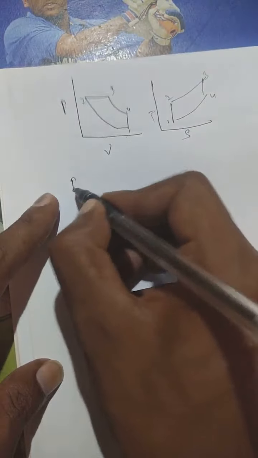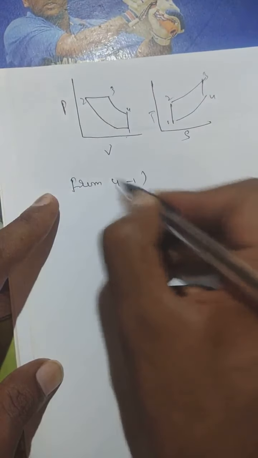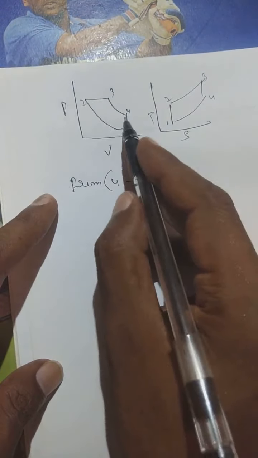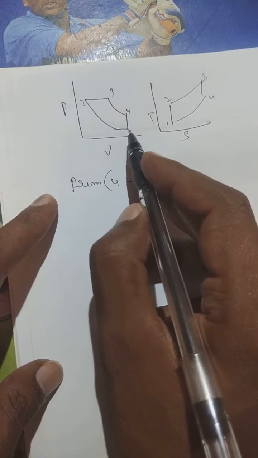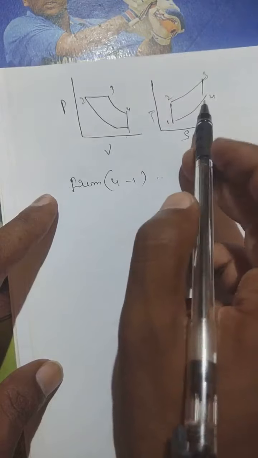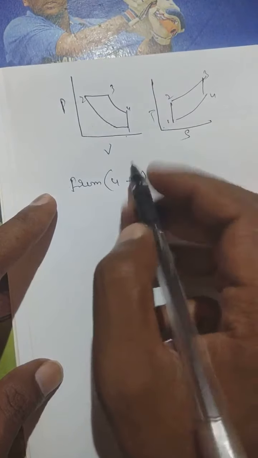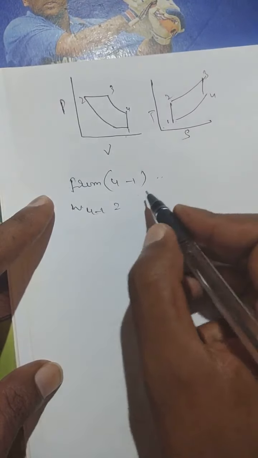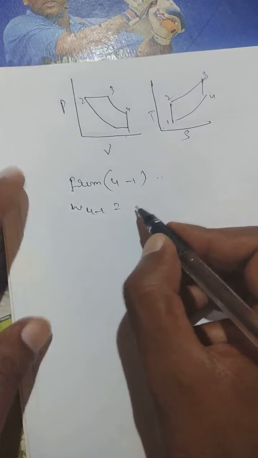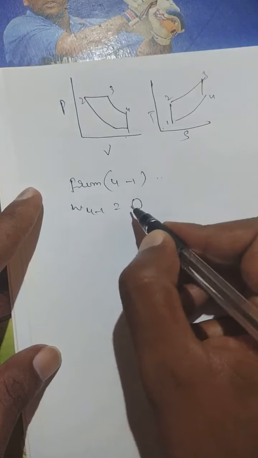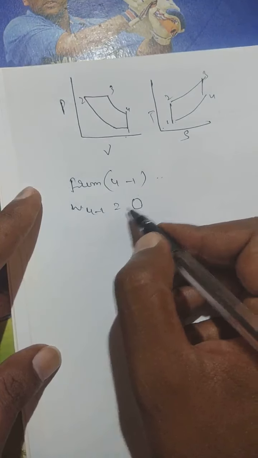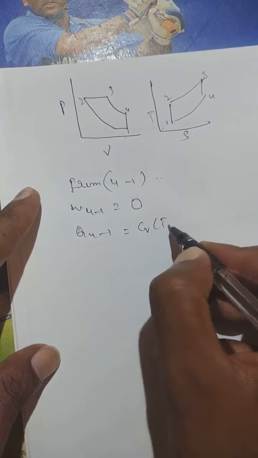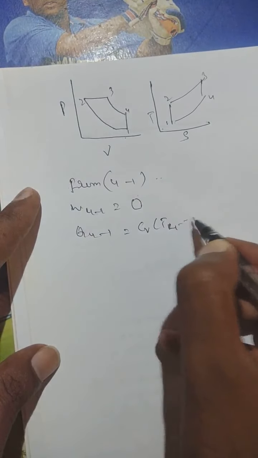From 4 to 1, it is a constant volume process. Here, pressure is decreasing, volume is constant, and the temperature is decreasing. So you can write down all these things and find the work done for that. What is the work done for 4 to 1 during a constant volume process? It is always 0. And what is the heat transfer during a constant volume process? That is Cv into T4 minus T1.